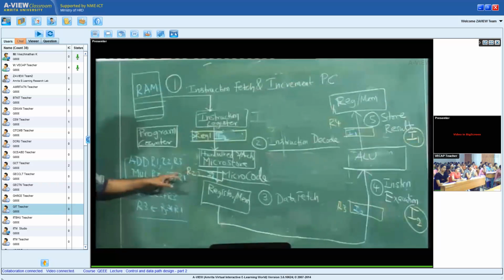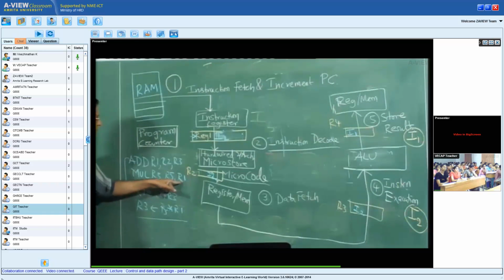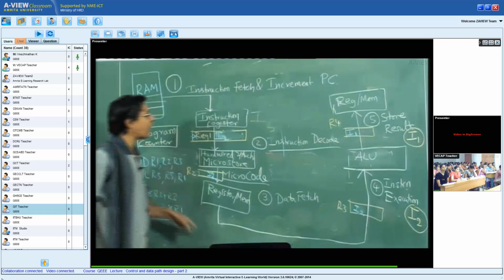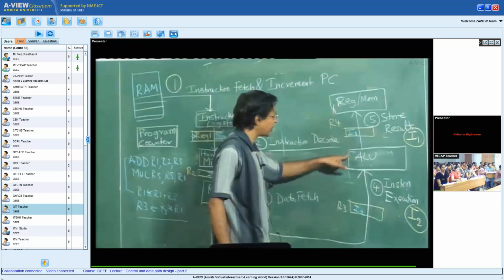So, I will get not the latest value of R1, but some value of R1 from before this add has executed, which is wrong. What R1 do I need? I need the value of R1 that is computed by this add, right? And that value of R1 will not be available when I1 is getting executed.